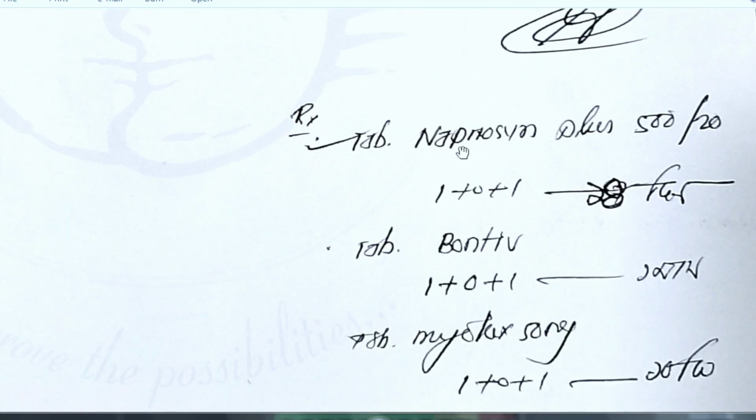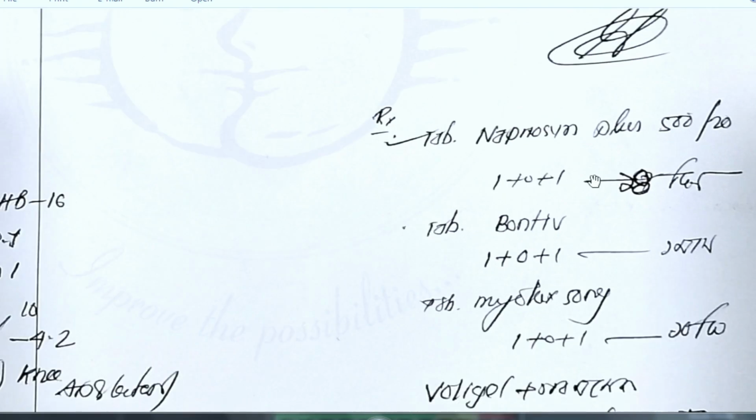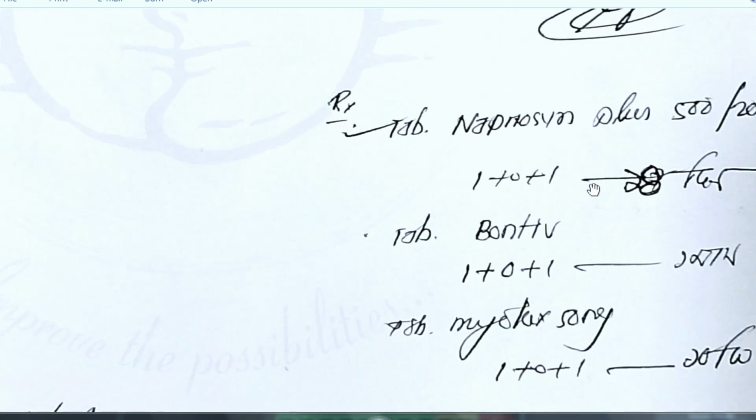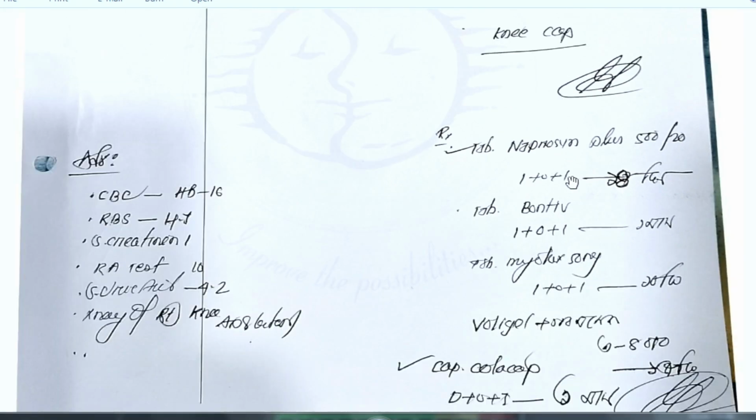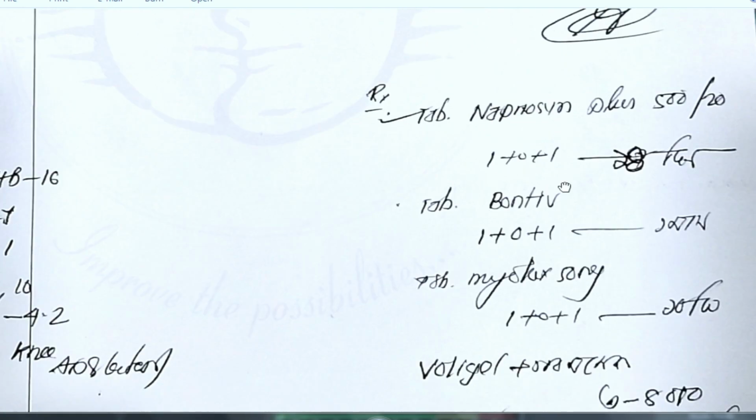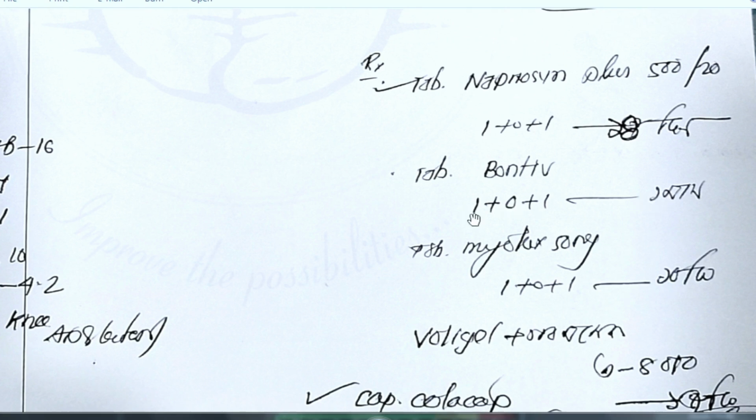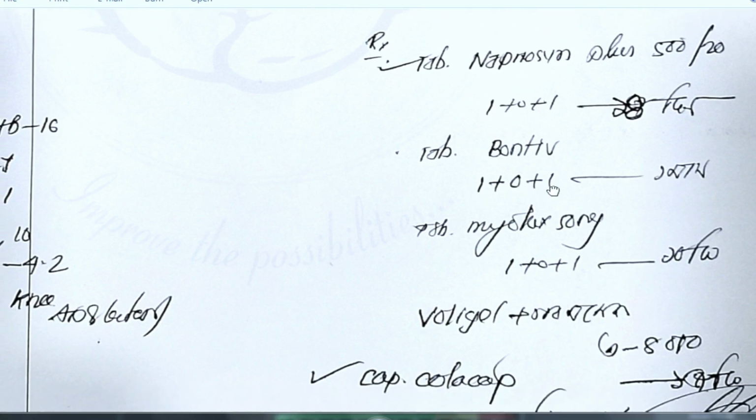Here are the medicines prescribed. Number 1, Naproxen Plus 500/20. Its duration is 14 days. Its dose is 1 tablet in the morning and 1 tablet at night. This is a painkiller and anti-inflammatory medicine. It helps reduce knee pain and swelling. Its active ingredients are naproxen 500 mg and esomeprazole 20 mg. It is manufactured by Radiant Pharmaceuticals.